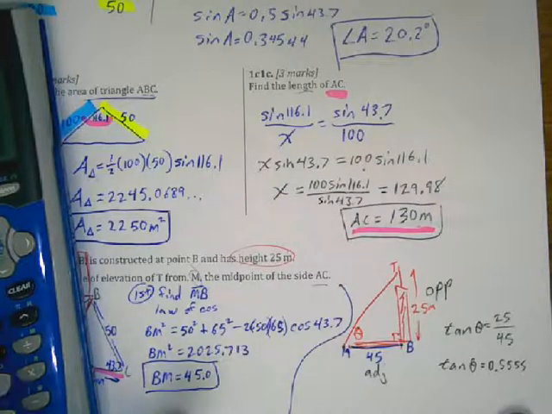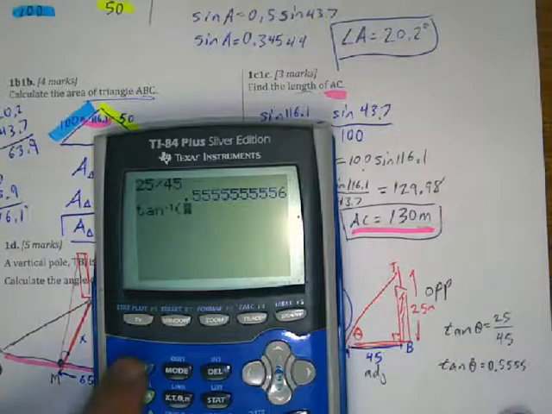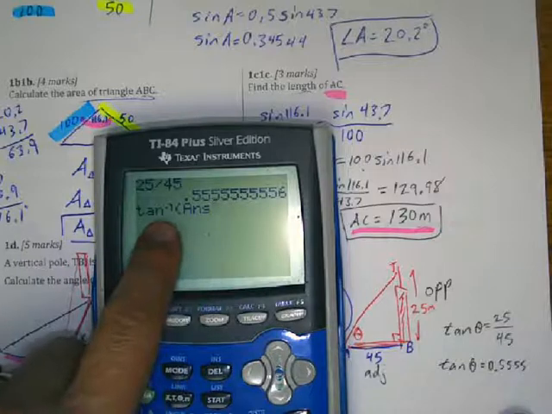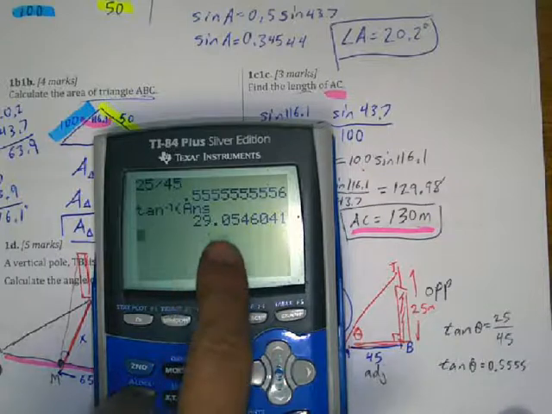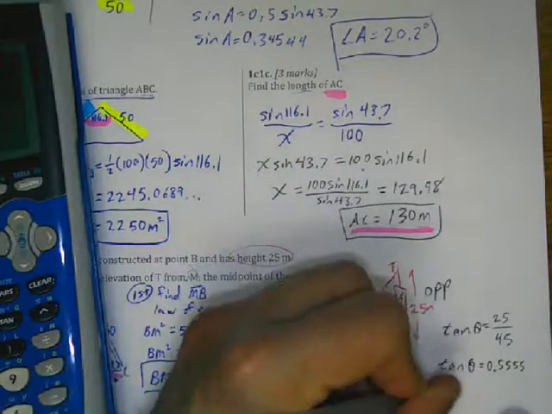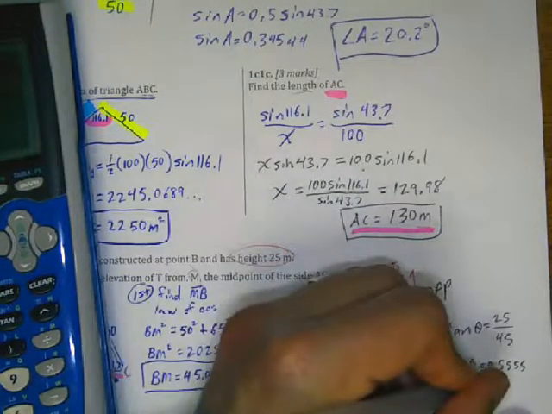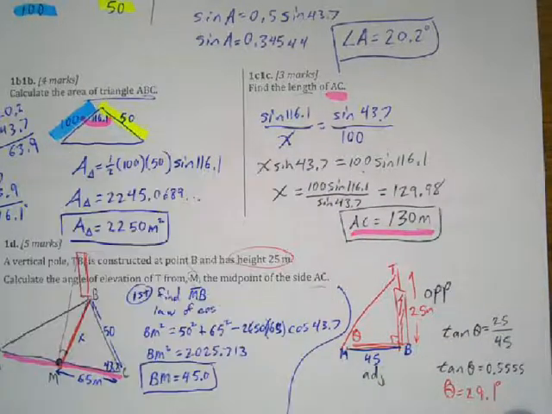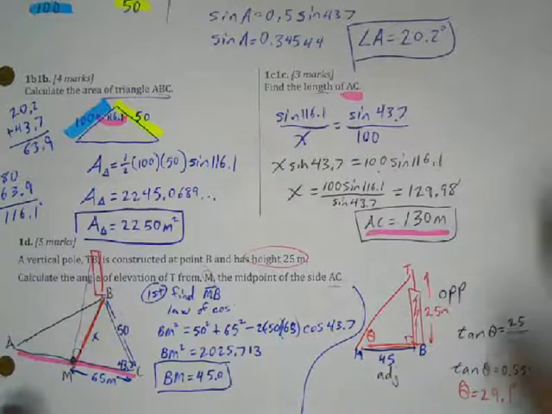Okay, so then I do second tan, so inverse tangent of this value, and we get 29.05. So the angle is equal to 29.1 degrees. You may want to hit pause and copy this down or rewatch the video. Next page.